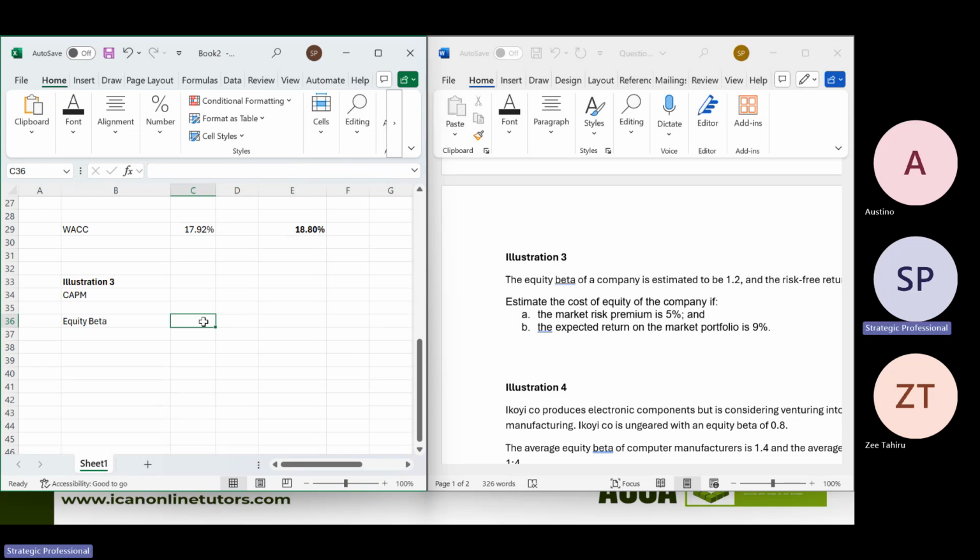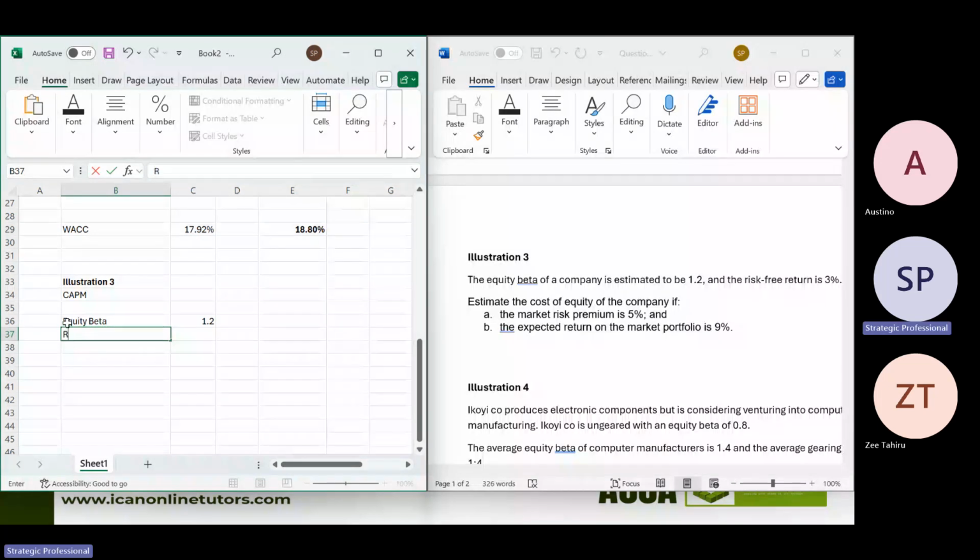So the equity beta is what? 1.2. Our market risk premium, risk free. The risk free is 3%. Let me just call that risk free, RF, 3%. We also have the equity beta. We have the market risk premium to be what? To be 5%.